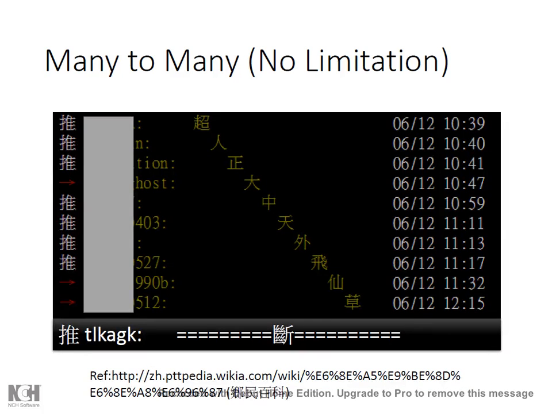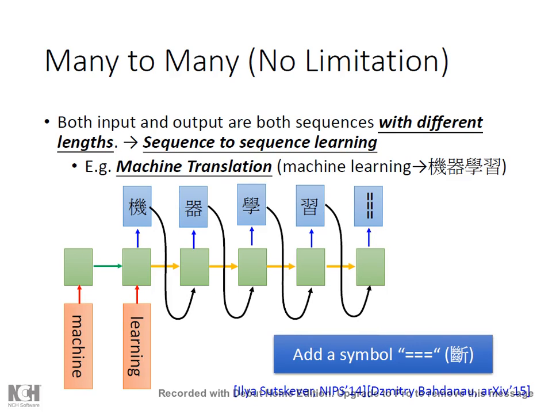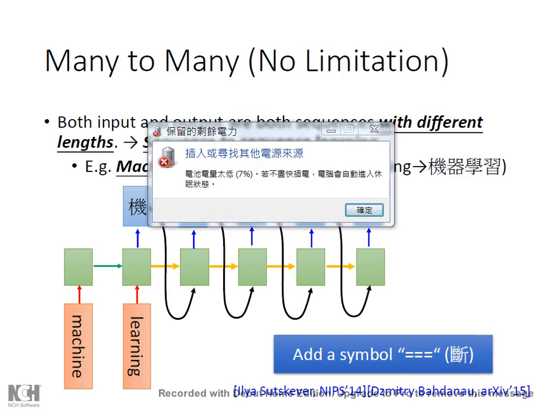So, many to many, to do machine translation. The problem is you have to know when to start the translation.